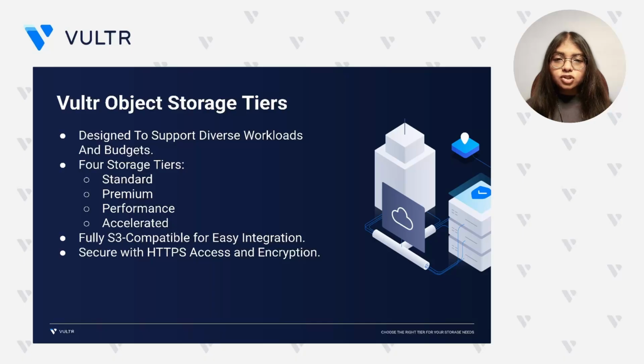Vultr Object Storage offers a flexible tiered approach to meet a variety of workload needs. You can choose from 4 tiers available. For example, Standard for low cost, high availability bulk storage, Premium for general purpose workloads with improved throughput, Performance for data center level responsiveness with NVMe, and Accelerated for high write, low latency operations with peak IOPS.